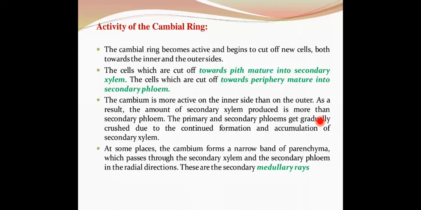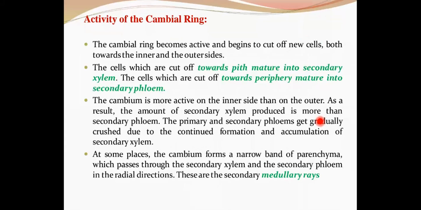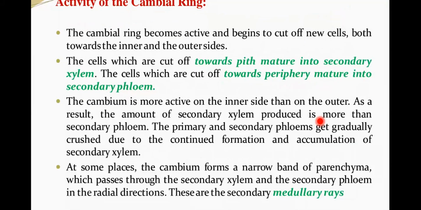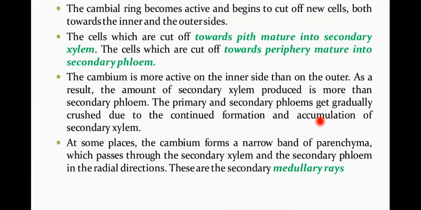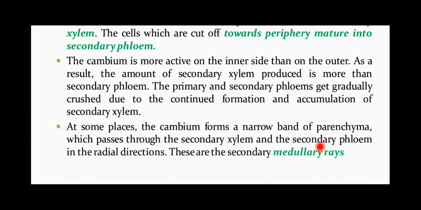What is the activity? The ring will become active and begins to cut off new cells both towards the inner and outer sides. The cells cut off towards the pith will mature into secondary xylem, and those cut off towards the periphery will mature into secondary phloem. The important thing here is that the cambium is more active on the inner side than the outer side, due to which the amount of secondary xylem will be more as compared to the secondary phloem.